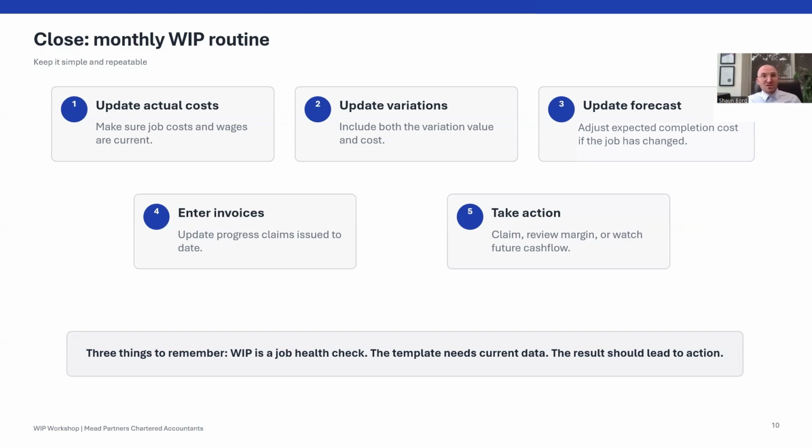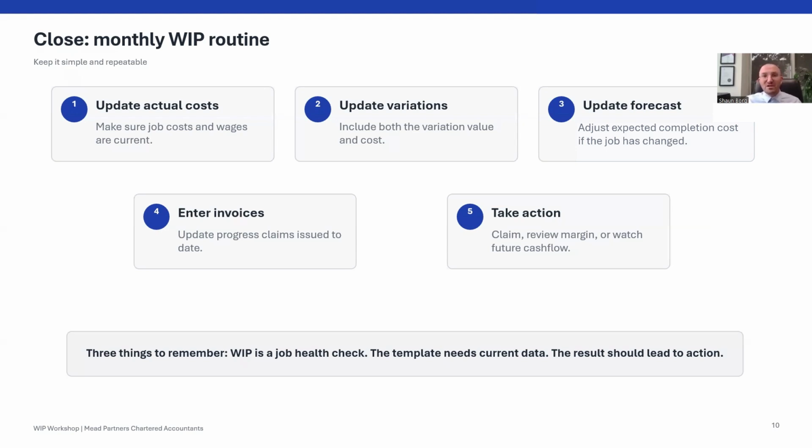The third issue is cash flow blind spots. A profit and loss can look strong, such as when we have a negative WIP, while cash is becoming tight. And this is because we've overbilled or failed to forecast what's still required to finish a job, and we've used that cash for other projects.